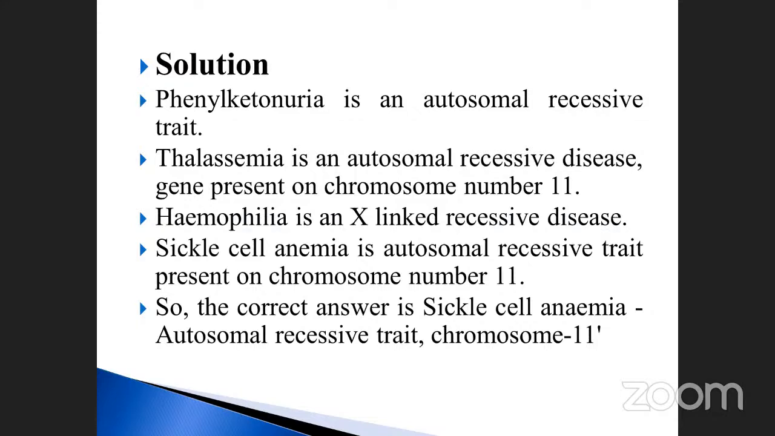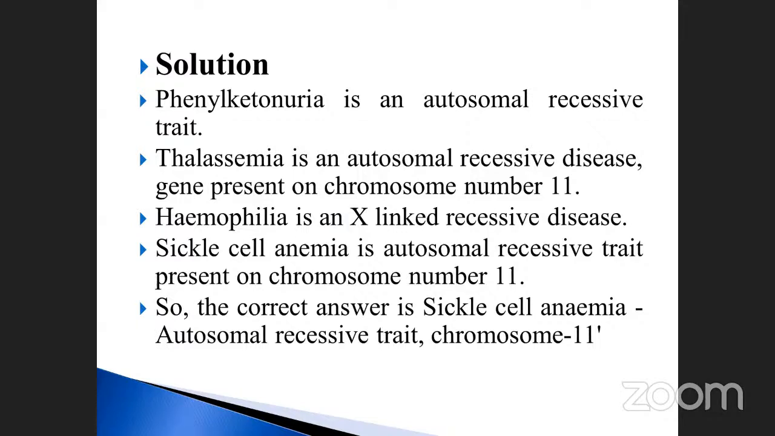Hemophilia is an X-linked recessive disease. This is autosomal recessive, on the 11th chromosome. This is also the 11th. See here, hemophilia is also an X-linked recessive disease. Sickle cell anemia is also autosomal recessive, with the trait present on chromosome number 11.